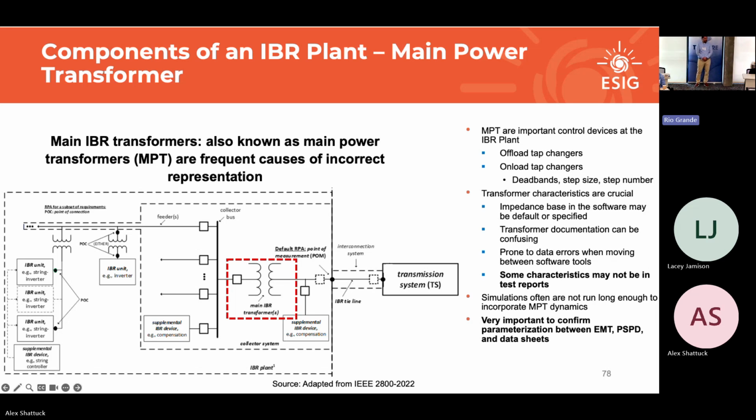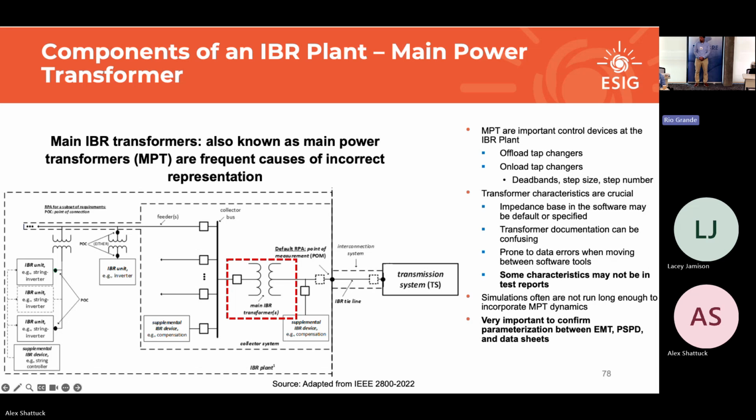So the other thing to keep in mind, some characteristics you might need for an EMT study, like transformer saturation specifically, you're not going to get. You probably don't have that. It's probably not in a factory acceptance report. You may ask for one. Lucas, how many times do you ask for a transformer saturation and actually get it?